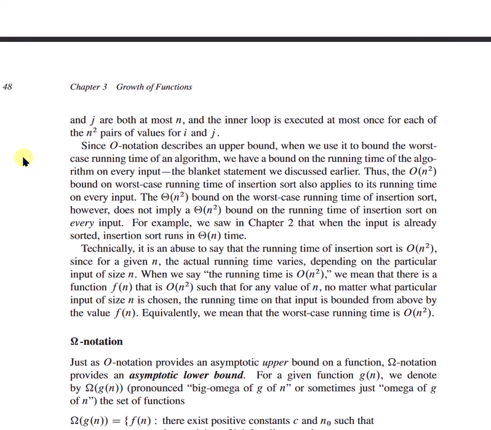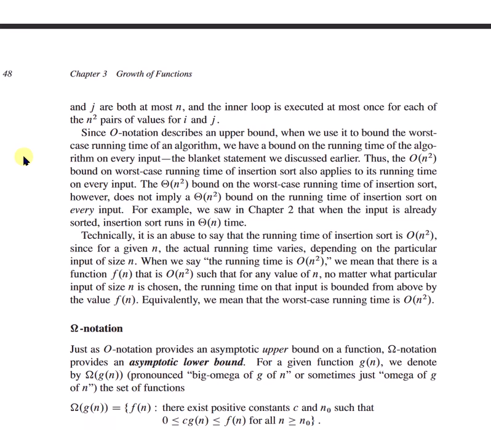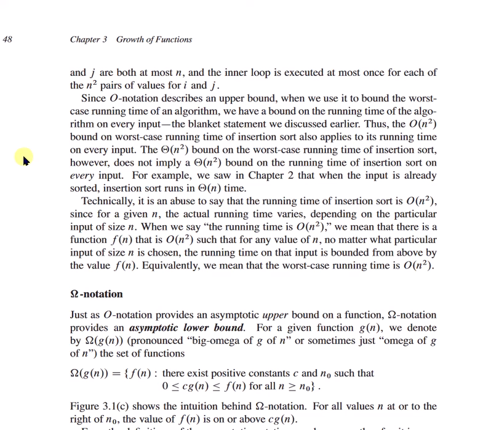Since big O notation describes an upper bound, when we use it to bound the worst case running time of an algorithm, we have a bound on the running time of the algorithm on every input. The blanket statement, as we discussed earlier, thus the big O of n squared bound on worst case running time of insertion sort also applies to its running time on every input. The theta of n squared bound on worst case running time of insertion sort, however, does not imply a theta of n squared bound on the running time of insertion sort on every input.